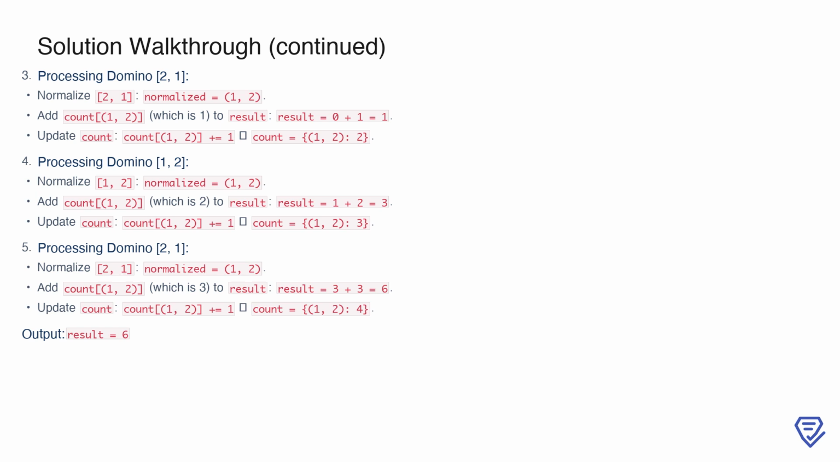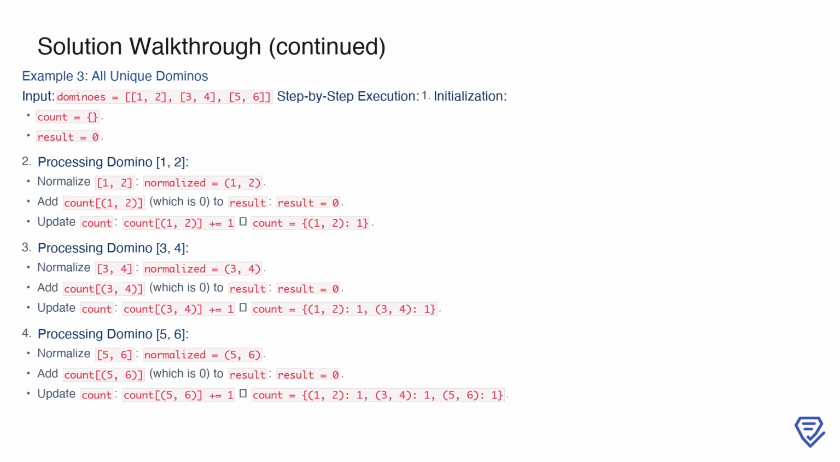After incrementing the count for (1, 2) to 4, we conclude this example with a result of 6, indicating multiple equivalent domino pairs. In the third example, the input contains completely unique dominoes: (1, 2), (3, 4), and (5, 6). We begin by initializing the count dictionary and the result variable.